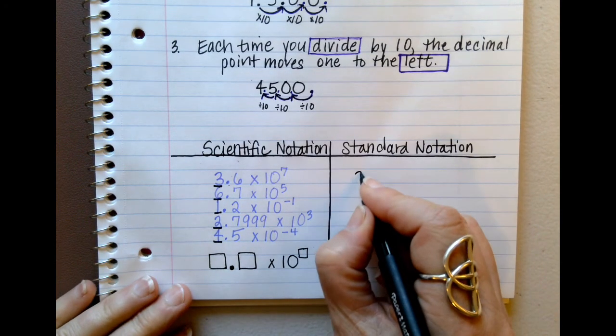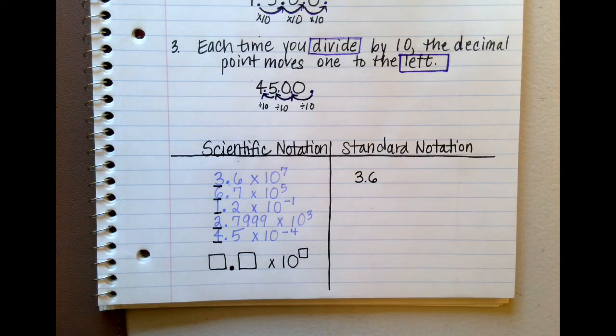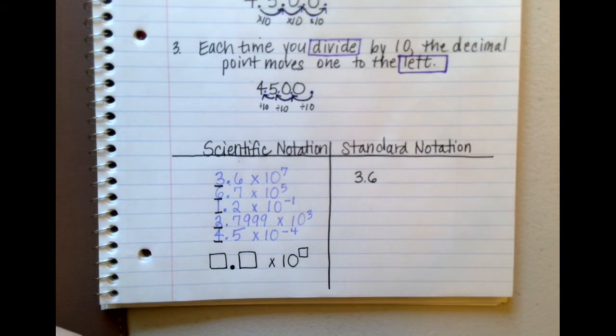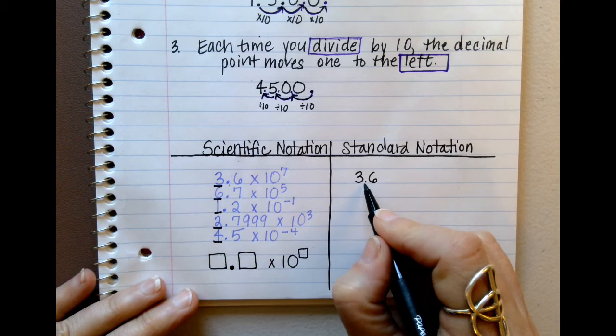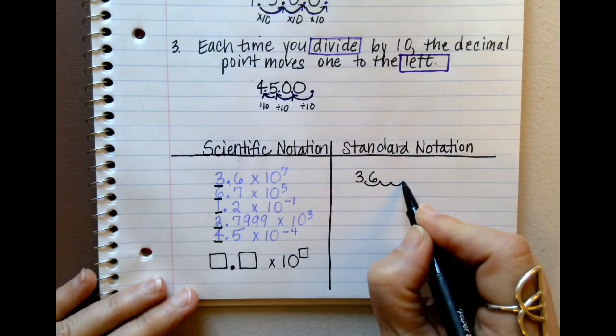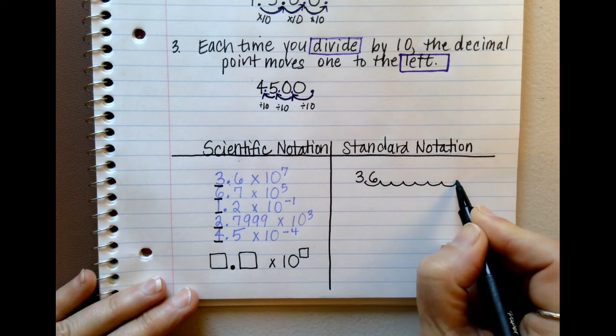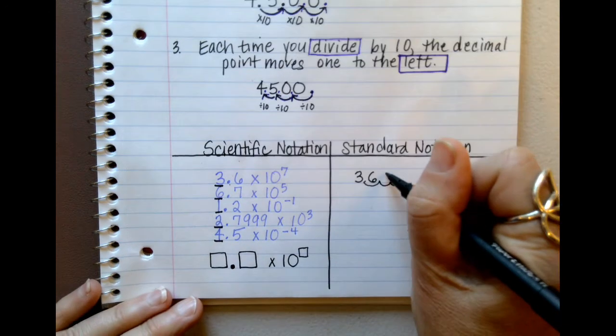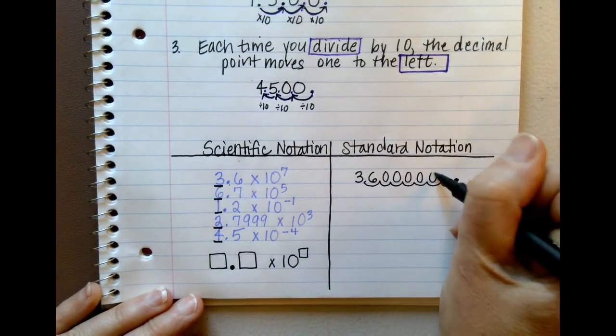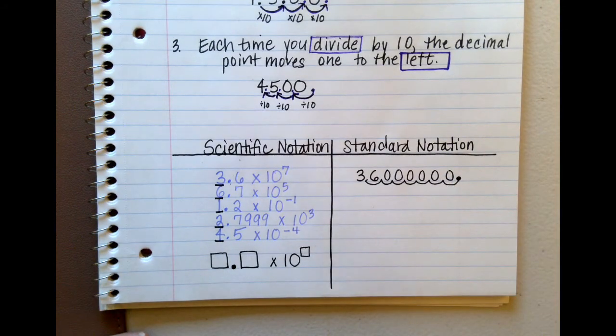So I'm going to start with my 3.6. And if I'm multiplying that by 10 7 times, what that's telling me is I'm going to move that decimal point 7 times to the right. So I'm going to go 1, 2, 3, 4, 5, 6, 7, and I'm going to place my decimal. Now what do I do with all those loops? I fill those in with zeros. There should be 6 zeros. That would be, without all the loops, I could rewrite that. That number would be my standard notation number. So if I rewrote that, that would be 36 million.